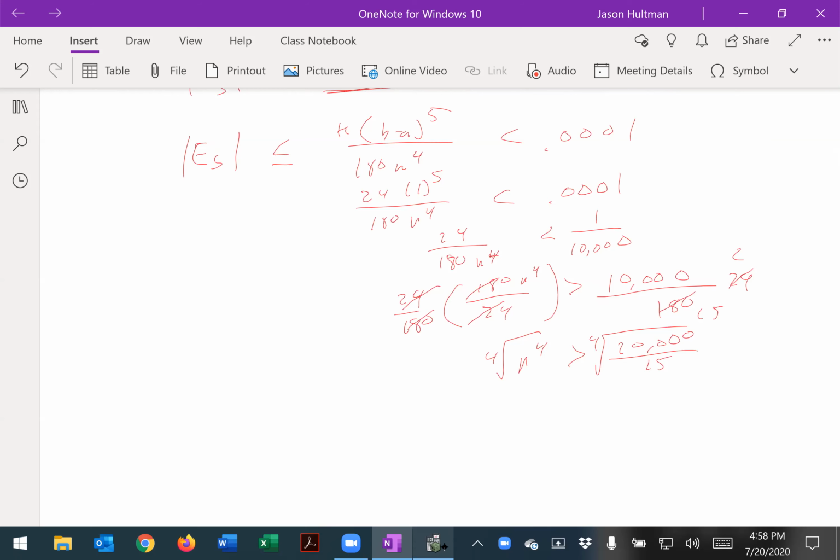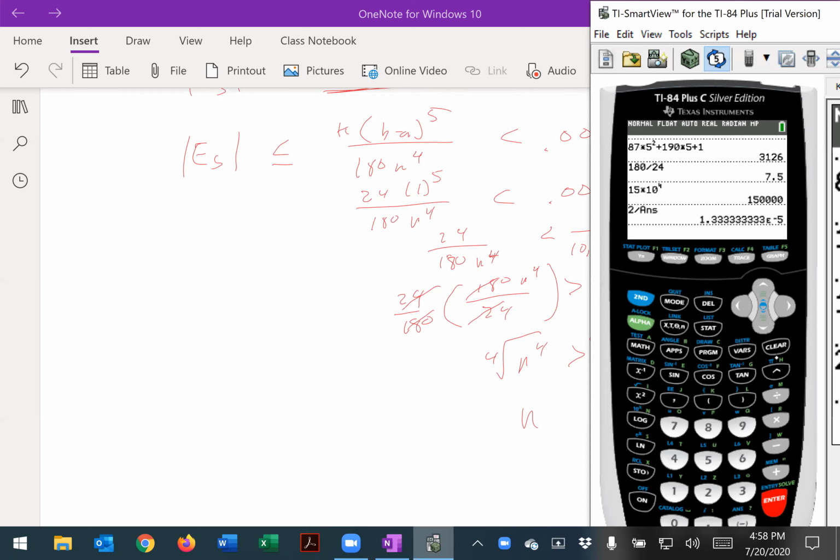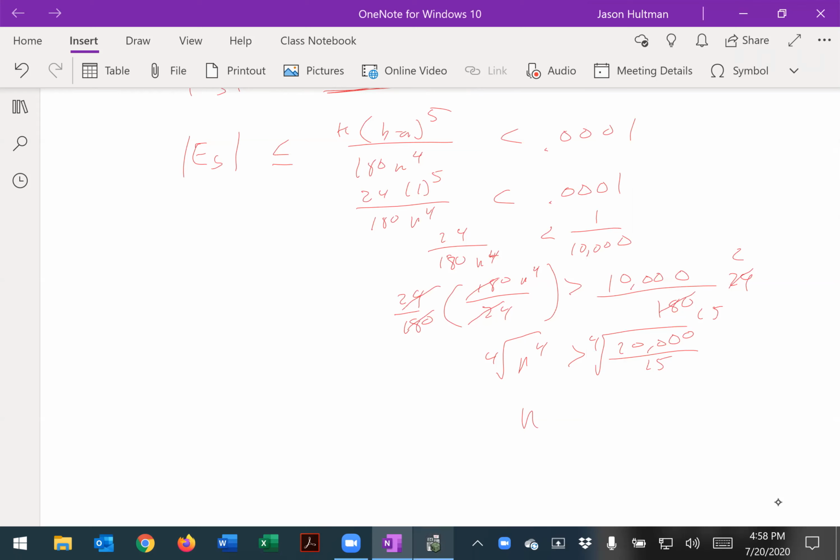Okay, and what do I get? Let me plug this into the calculator and see what we get here. What's 20,000 divided by 15, and then I want the 4th root of this, so raised to the 0.25 power, and I get 6.04. So n is greater than 6.04.